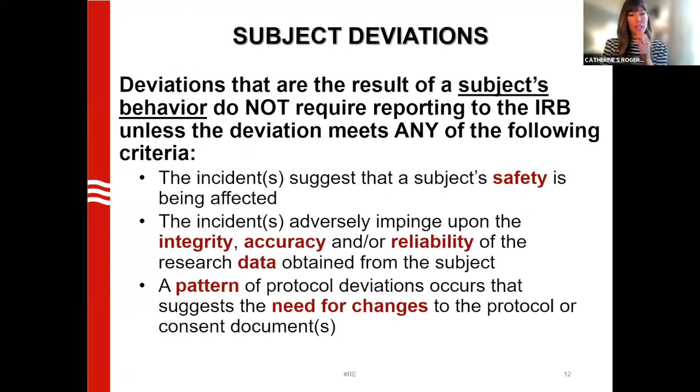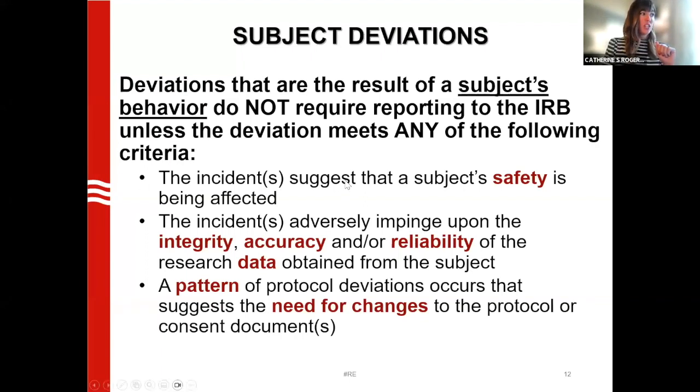Subject deviations, we get a lot of questions on this. These are things that are outside of the control of the study team, but obviously we're working with subjects, humans, they can do all kinds of things. You can give them instructions they don't quite follow. When does that need to be reported? So deviations that are the result of a subject's behavior generally do not require a report unless it meets any of the criteria. It just has to meet one of these.